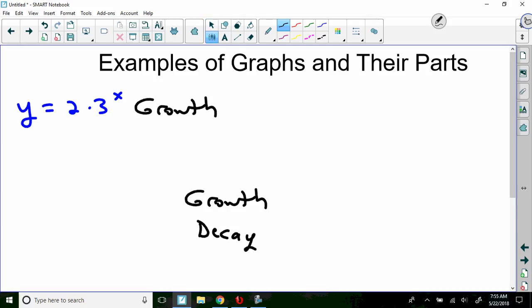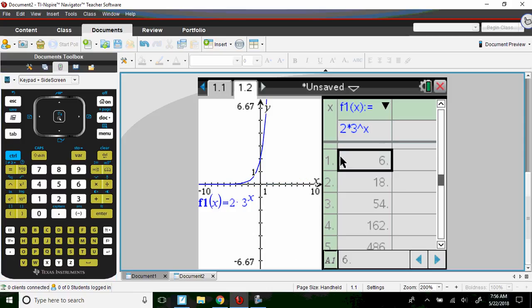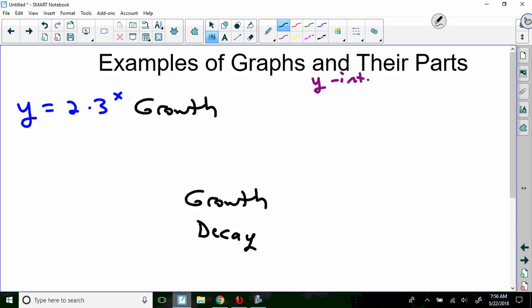And for each of these, I think it'd be good if we noticed what the y-intercept was. So let's take a look at that graph one more time, and let's see if we can see that graph's y-intercept. Can anybody spot it? The value of y when x equals 0, where the graph goes through the y-axis. Is it 2 or 3? It's 2, right? If I go to the table, Control T, it's the value of y when x is 0. So our y-intercept is 2, right? All right, so our y-intercept here then is 2.